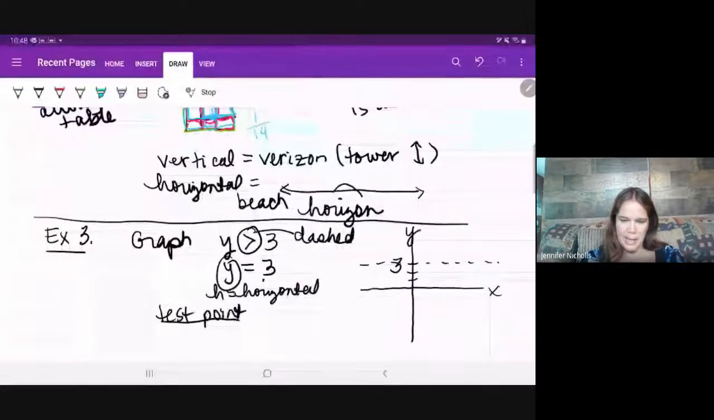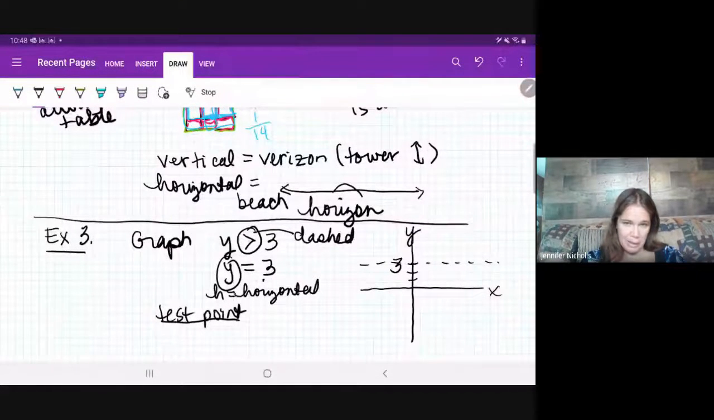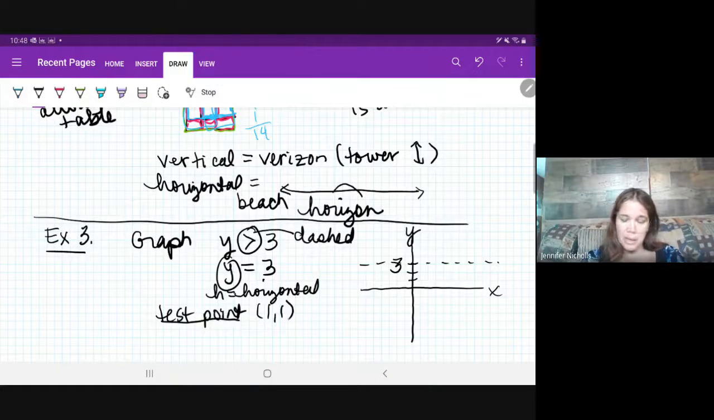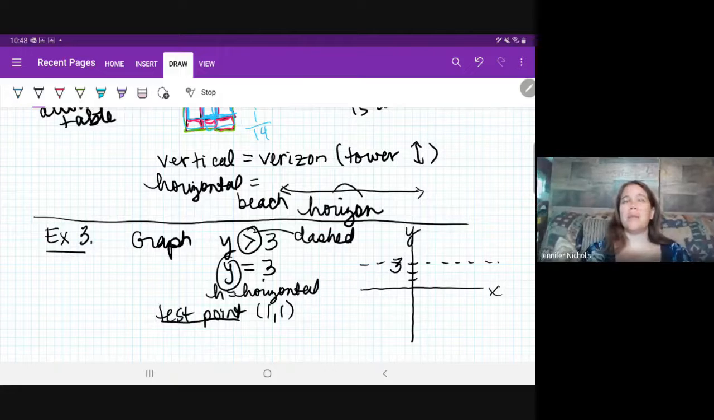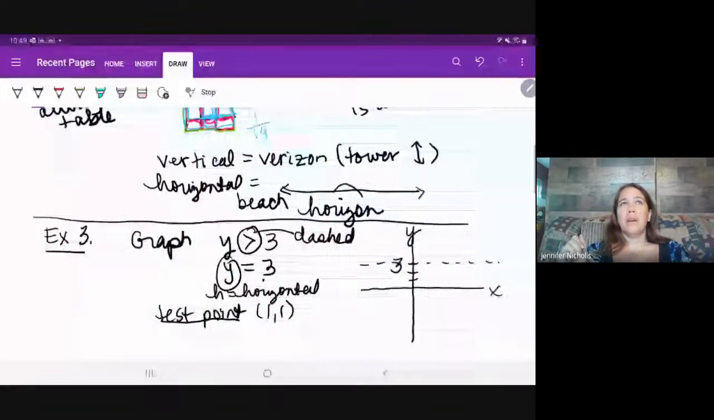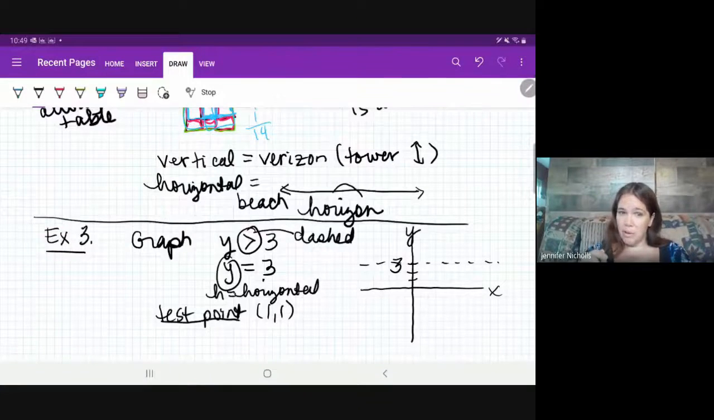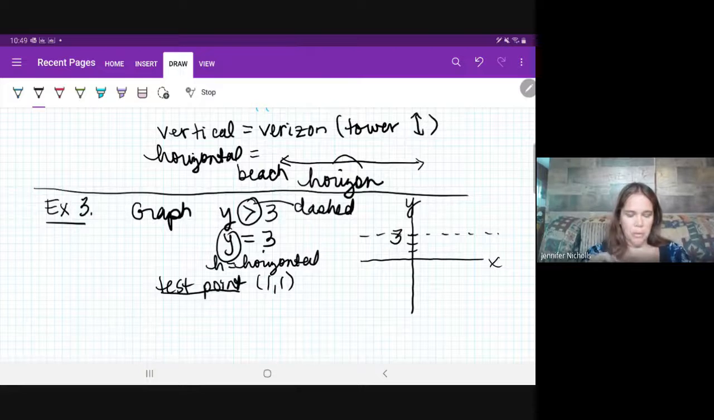Sometimes I label only because I can't tell what's my lines and what's my not lines. Test point. My favorite one is 1, 1. More students get it right when they use 1, 1 than when they use 0, 0, because I grade partial credit, so I've noticed that. So people do better with 1, 1. Okay, so put 1, 1 here.